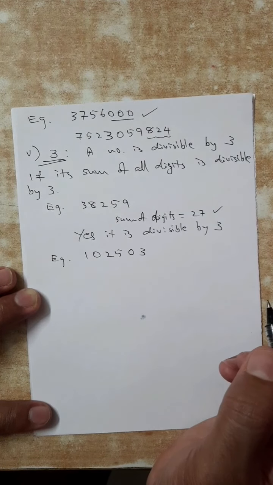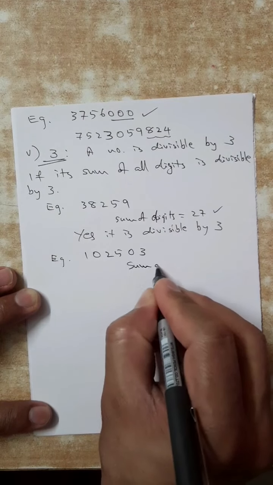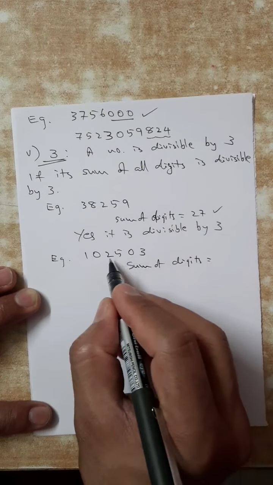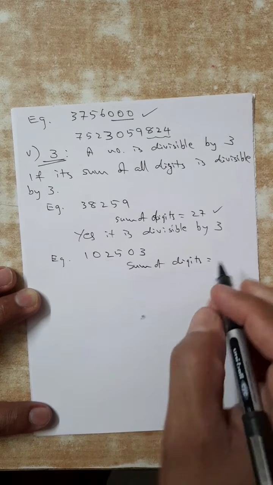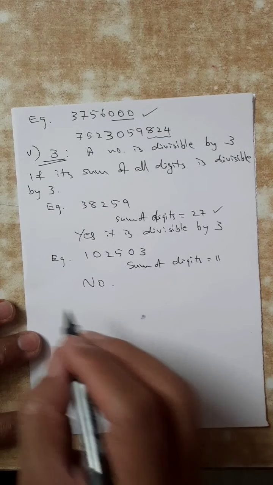Another example, 102503. What is the sum of digits? 5 plus 3 is 8, 8 plus 2 is 10, and the total is 11. So we can say no, it is not divisible.